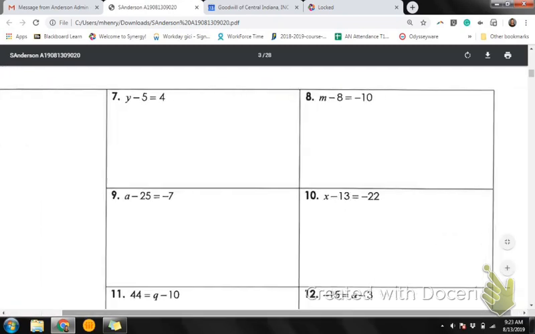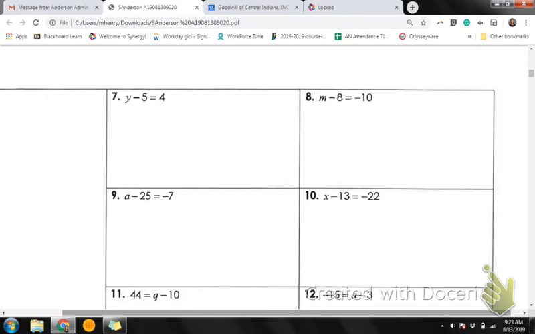So Zaria, what's the first thing we should do on number 7? Okay, so locate the variable, which is y. What do I need to do to get y by itself on this one? What do I need to get rid of? The 5? Becky, how would I get rid of the 5 on number 7? Add 5, right? Because that's the opposite. Yep, on both sides. Because this is an equation and we're trying to keep things equal. So whatever we do on one side, we do on the other side.